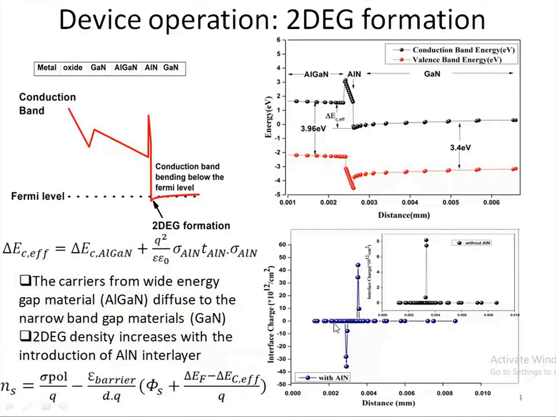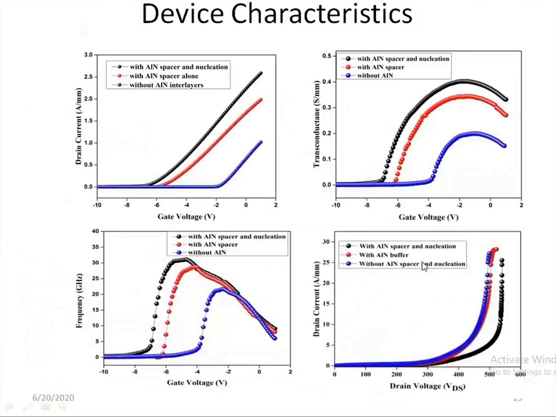And this diagram here at the bottom shows the interface charge with and without the aluminum nitride interlayer. When the aluminum nitride interlayer was introduced, we get a higher interface density compared to the structure without the aluminum nitride interlayer. So these are a few characteristics to show how the device characteristics improve when we use some interlayers or passivation schemes or something like that. In every case, we can find that we are getting improvement. So this is one way to optimize the device through simulations, to study the characteristics.